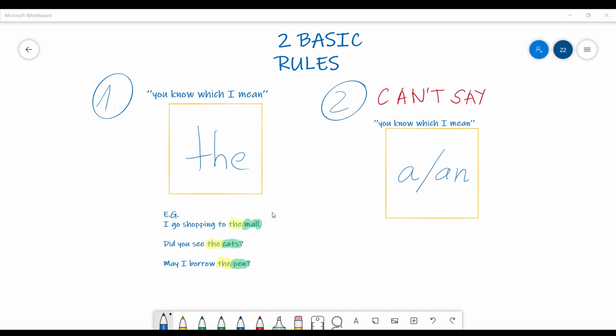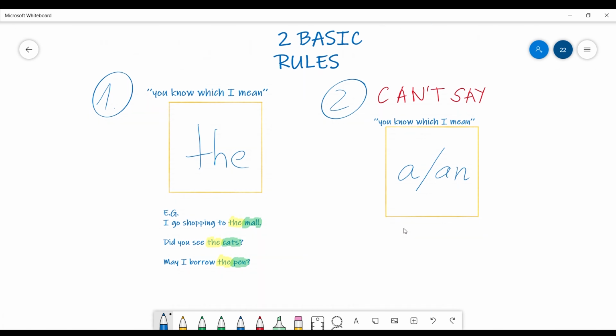Let's think about some example sentences using these articles. While I am preparing mine, think about your own examples and do not hesitate to share them in the comments under this video. So here is mine.